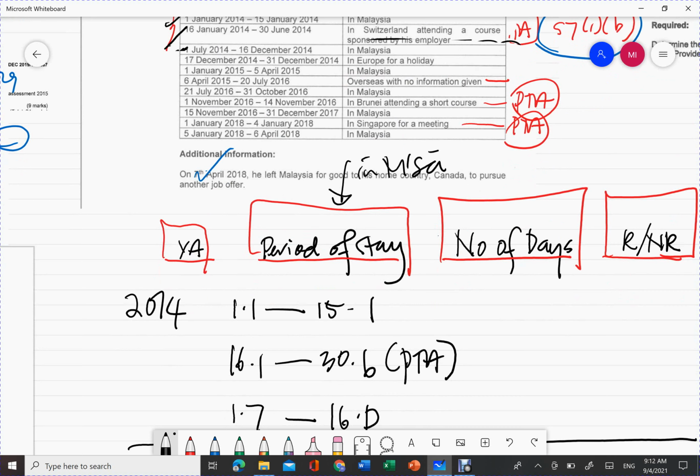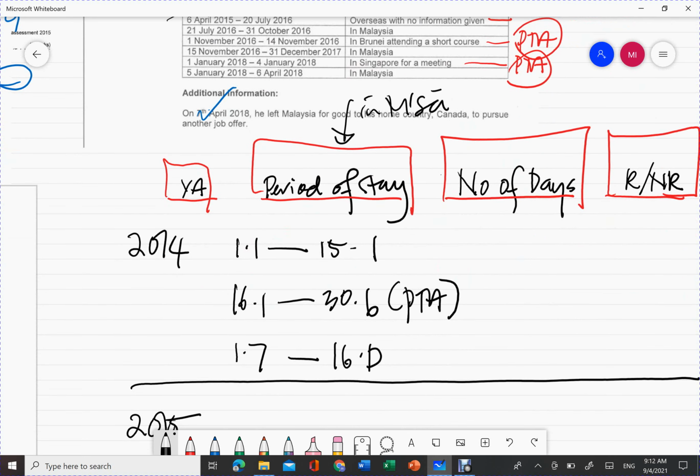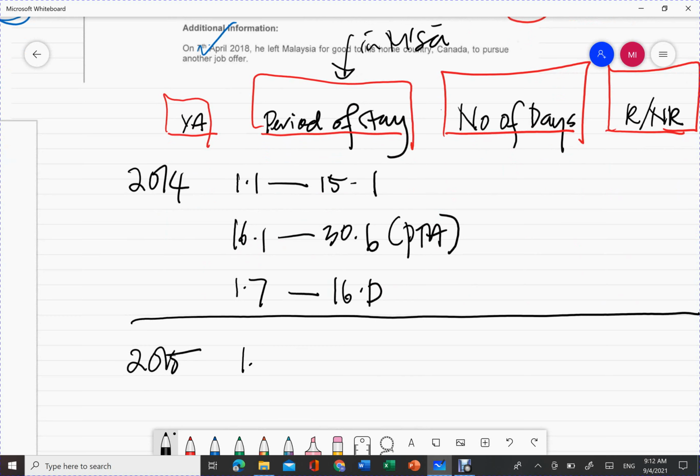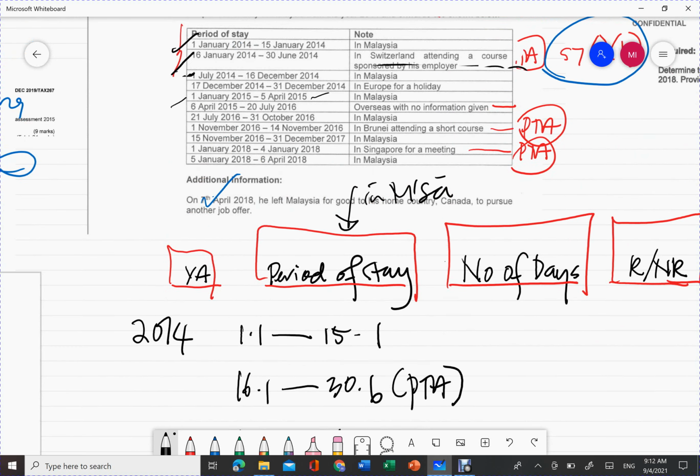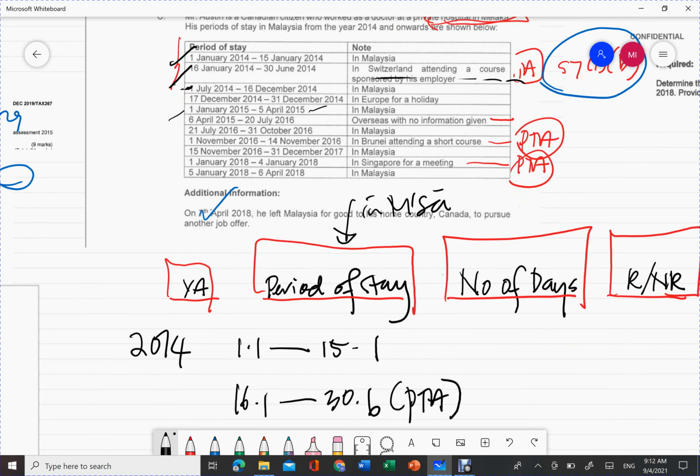Okay, in year 2015 he was in Malaysia starting from 1st of January until 5th of April. So kita tulislah daripada 1st January until 15th of April he was in Malaysia. And then what else? Starting from 6th of April until 20th July, yang ni overseas with no information given. Dia dekat overseas tak tahu apa pasal.